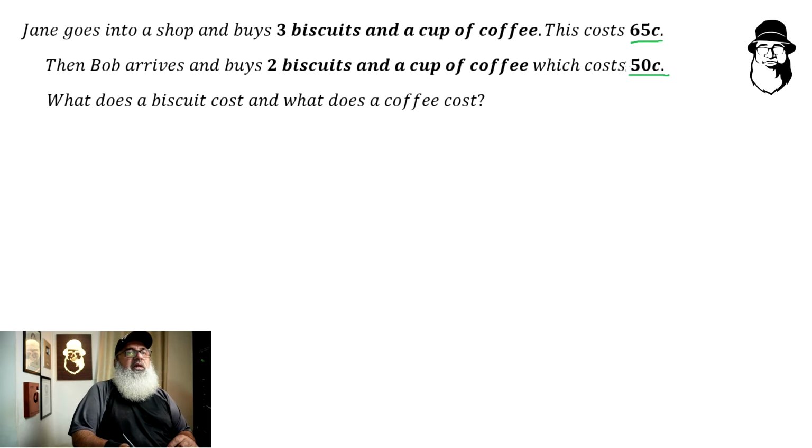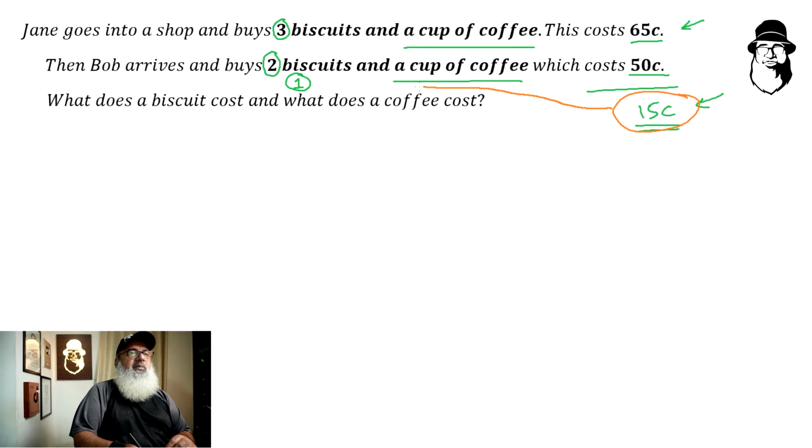Now here we can see that Jane has paid 65 cents and Bob has paid 50 cents. So Jane has paid 15 cents more, right? And we can see both had 1 cup of coffee. So the difference here is only, here it's 3 biscuits and here there are 2 biscuits. So Jane bought 1 biscuit more and paid what? 15 cents more.